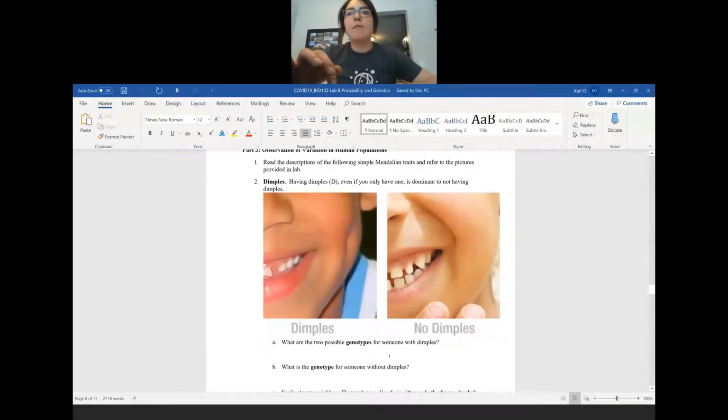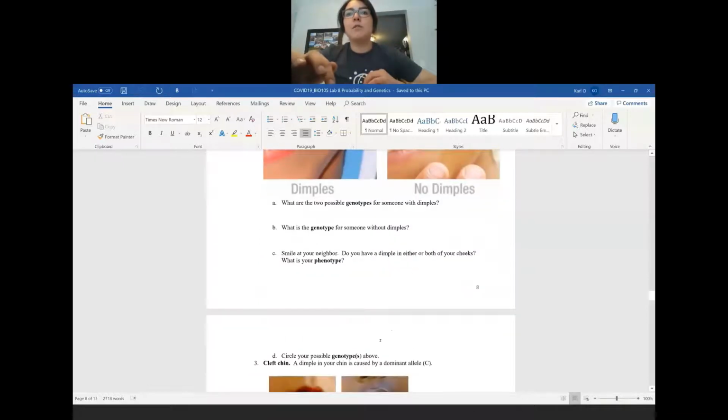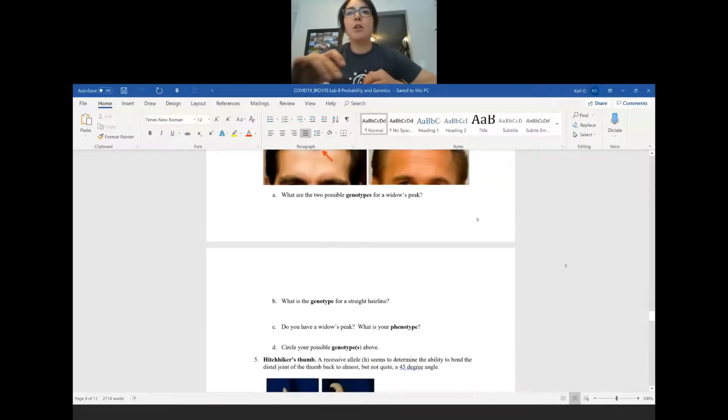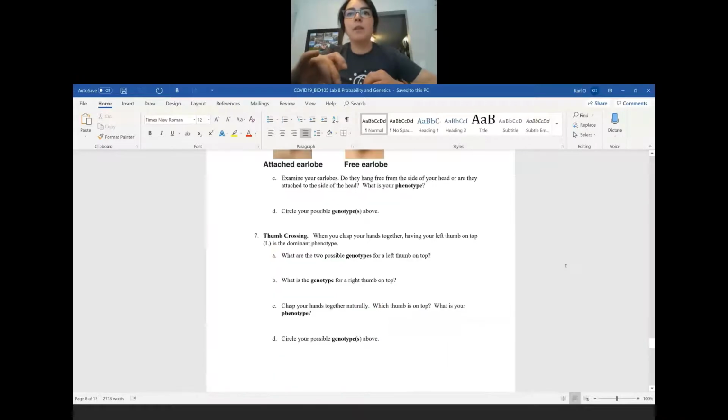Anytime we have a dominant phenotype, the 2 genotypes for that are the homozygous dominant and the heterozygous. And the genotype for somebody who has the recessive trait is the homozygous recessive. And then parts C and D for each of these varied depending on what traits you do or don't have. So as long as you filled those out, you got credit for them. But the actual answer varies depending on what you got. So you needed to do that for all of those traits.